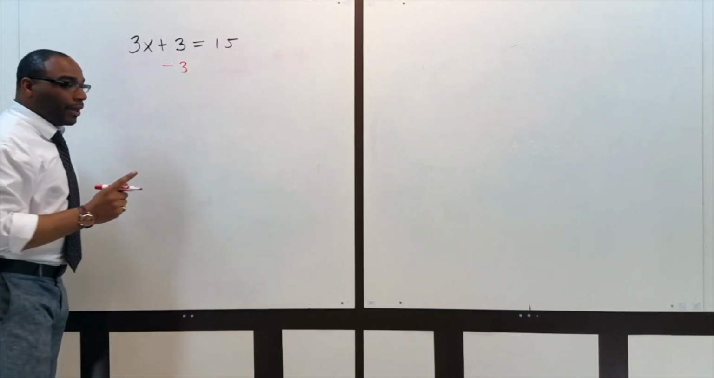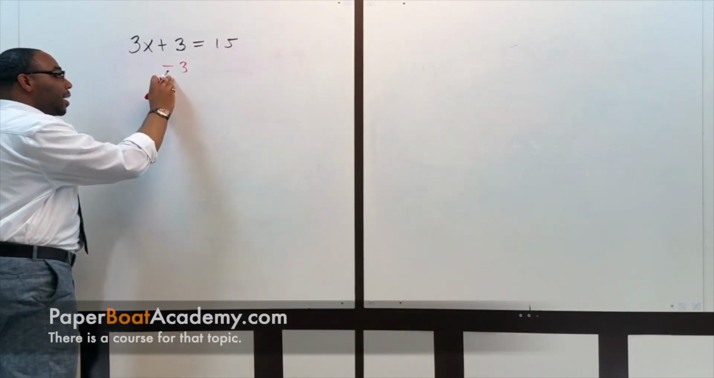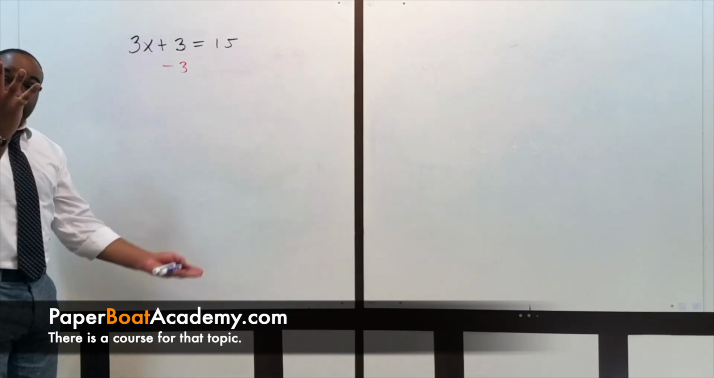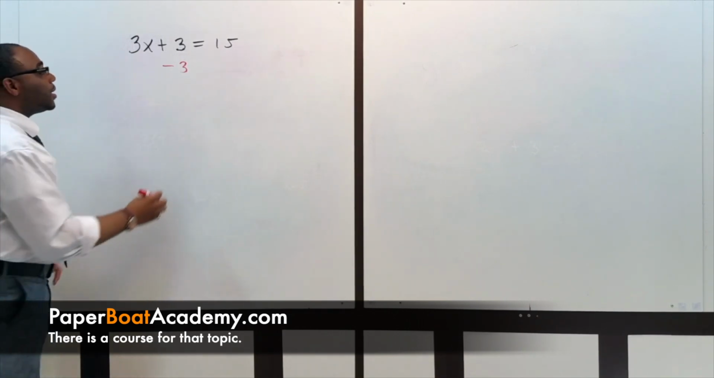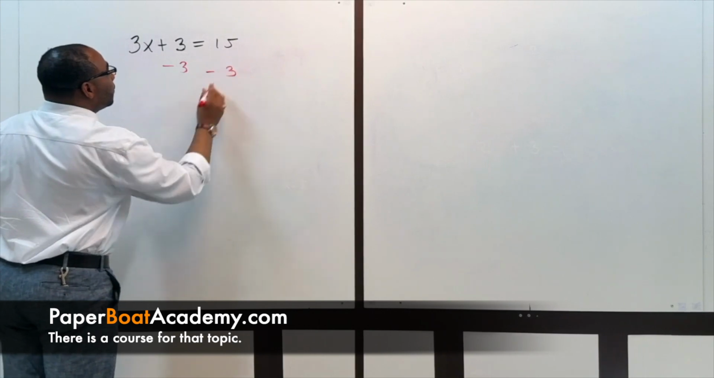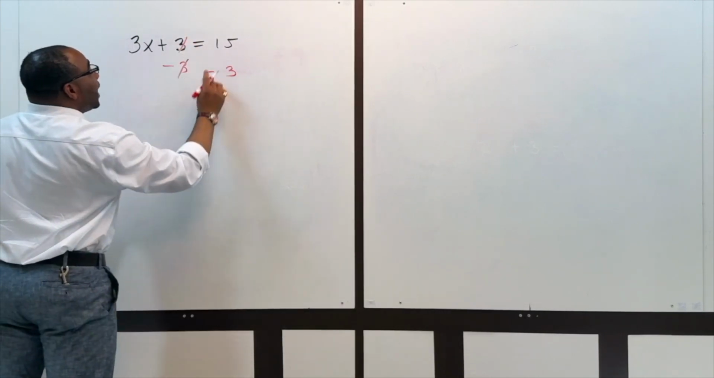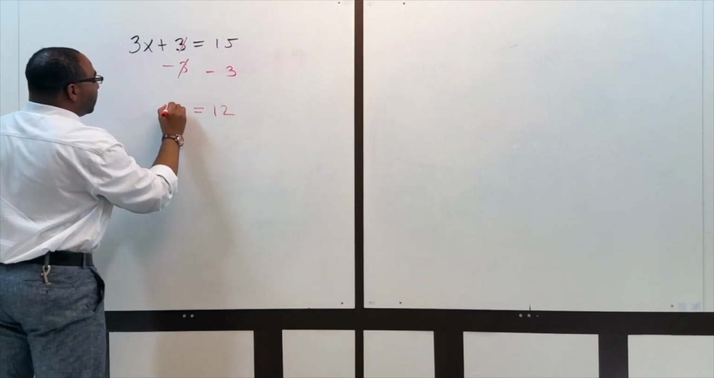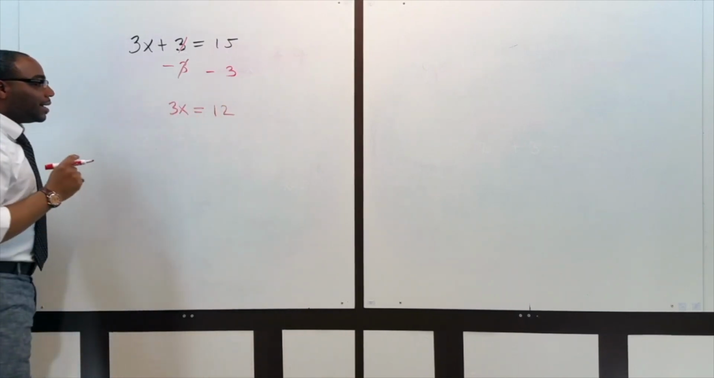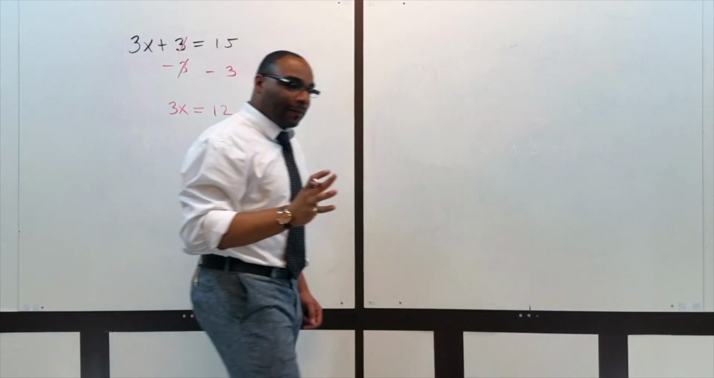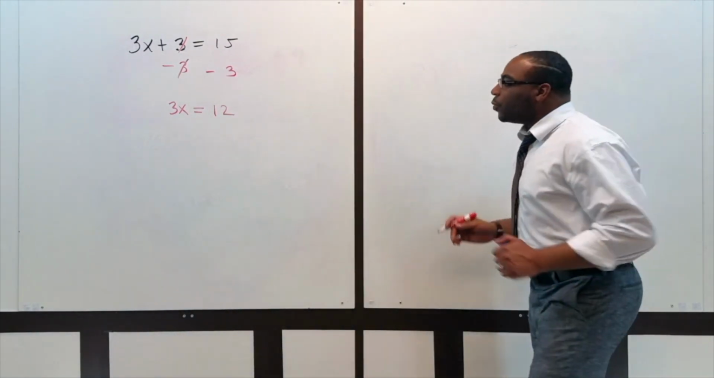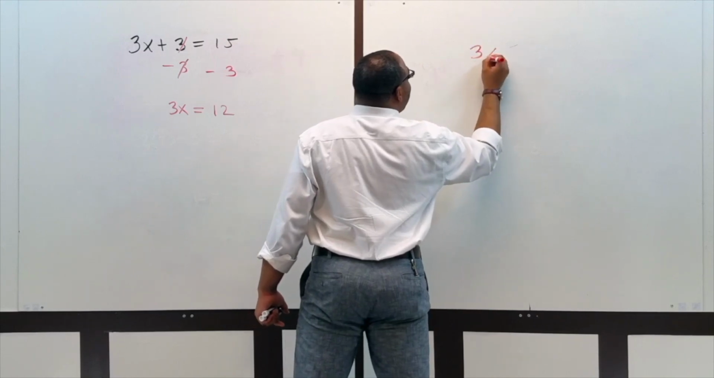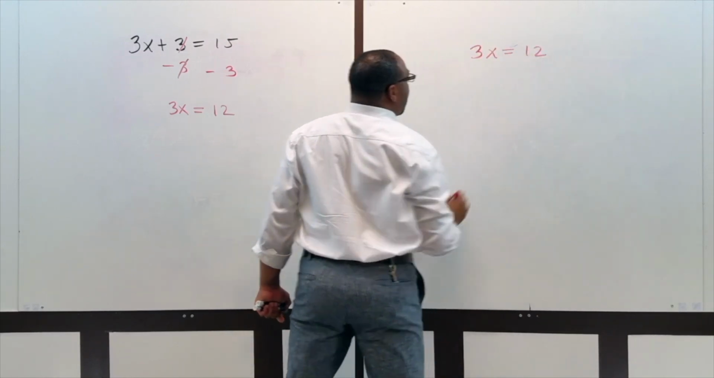Now remember, if you subtract from one side, you have to do it from the other side. It has to always be balanced. So let's do that here. We get rid of this, and 15 minus 3, we get 12. So 3x is equal to 12, okay? So far, I do hope that you're with me. So let's look at this in more detail. 3x is equal to 12, okay?